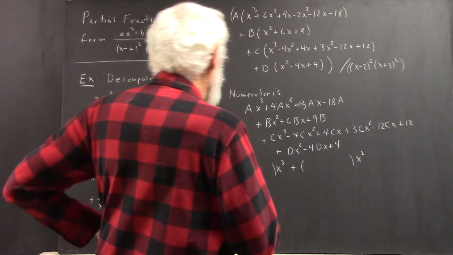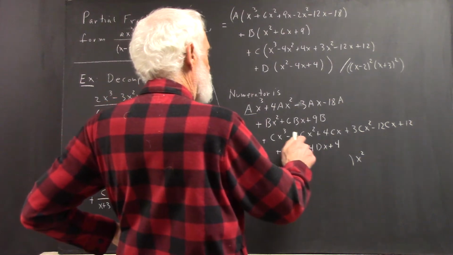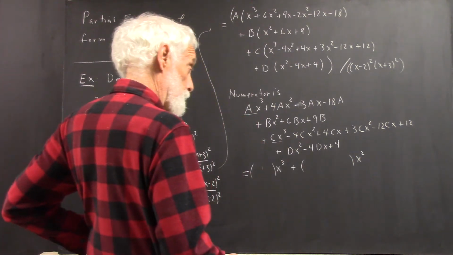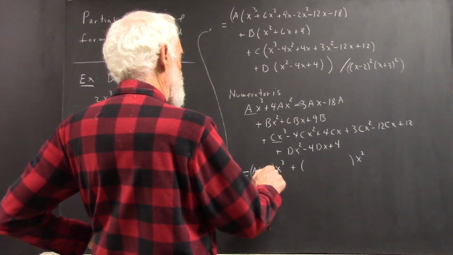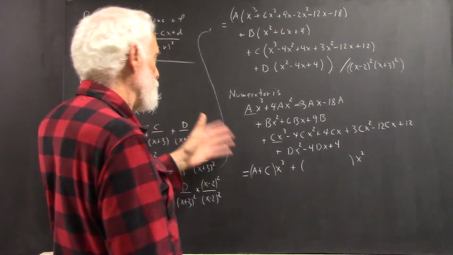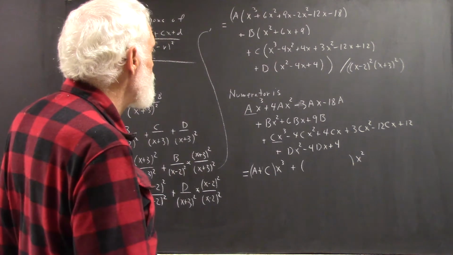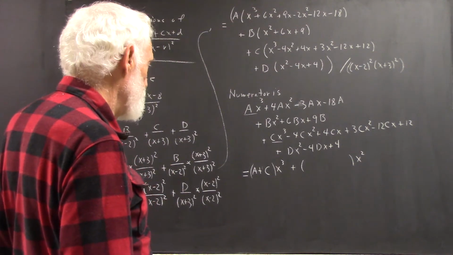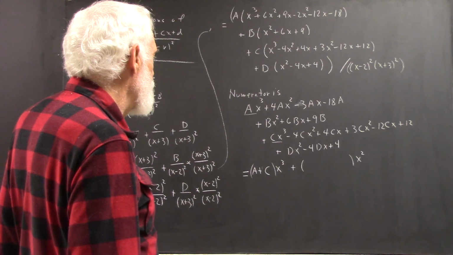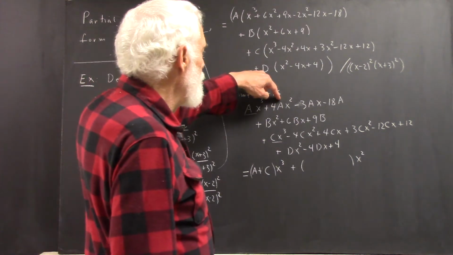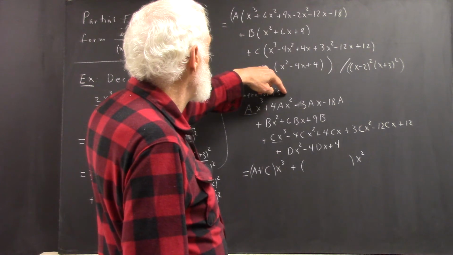Okay, so, well, we have x cubed. Let's see, here's an x cubed term, and here's an x cubed term. So that's going to be a plus c times x cubed. Now that was easy to see, I said that before. But let's look at the x squared terms now. Okay? We have a 4a x squared.